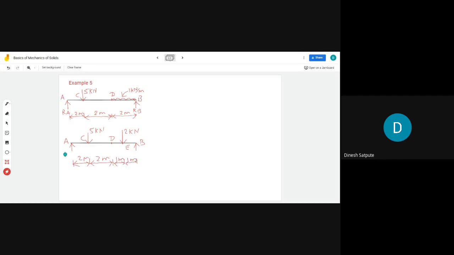So let us try it now. Calculate it by yourself. Do it fast. Start doing the calculation and post your answer in the chat box. What value of RA and RB you are getting.